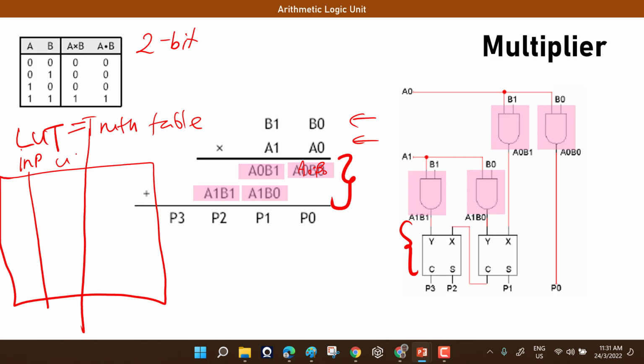Input and output. Okay. So in this case, what are the inputs here? For this 2-bit multiplier, A and B. How many bits is A? How many bits is B? 1 bit.